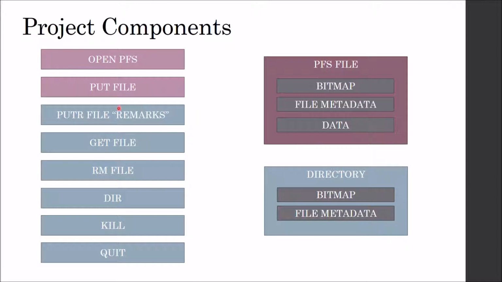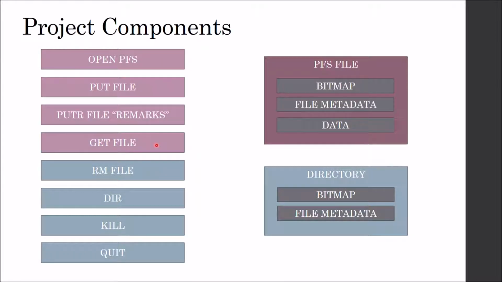For the put remarks, we actually look into the directory to find the file that we want to append, see if there's a block we can dedicate to the remarks. And if there is, keep note of that block, go to the end block of the file metadata in the PFS file, update the pointer to the remarks block, and then insert the remarks block with a 0, 0 pointer indicating that it's the last pointer.